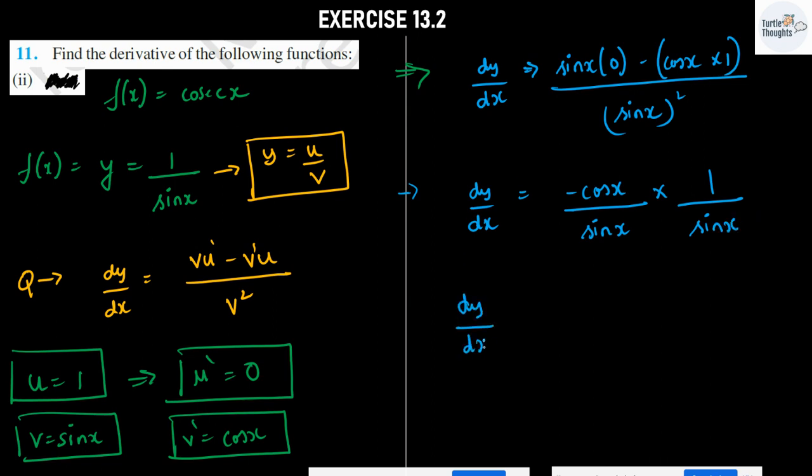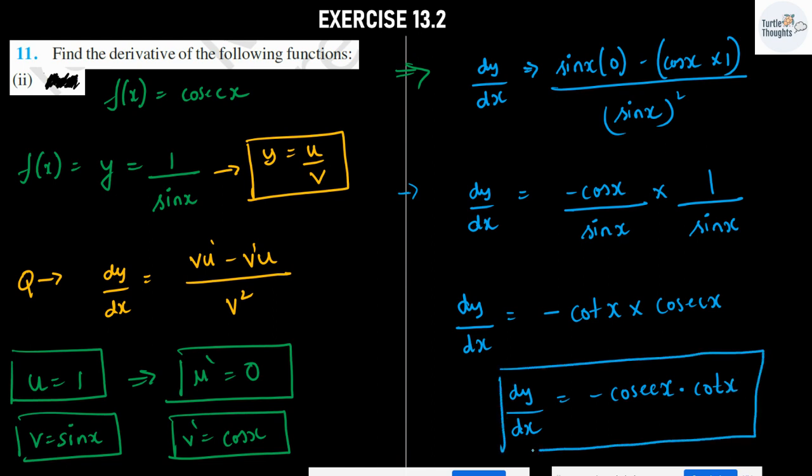dy by dx is going to be equal to minus cos x divided by sin x, which is cot x, multiplied by 1 divided by sin x, which can be written as cosecant x. So you will be getting the answer of the differential of y with respect to x as minus cosecant x multiplied by cot x, or you can write minus cot x multiplied by cosecant x as well. Both are one and the same. So this is how you are going to solve if the question is given for cosecant x.